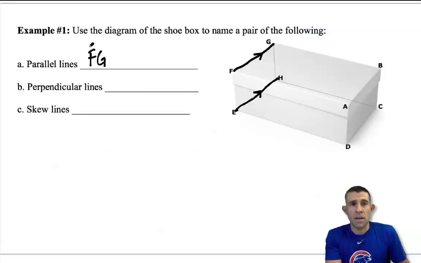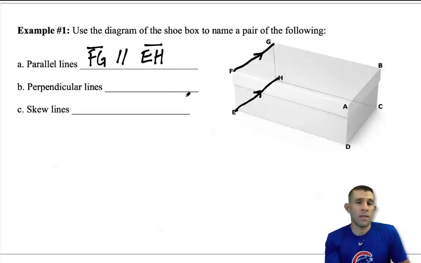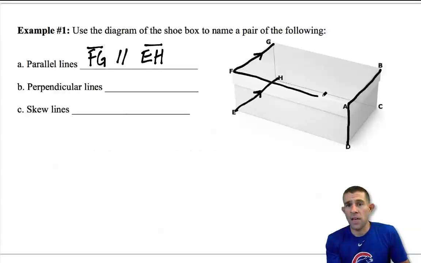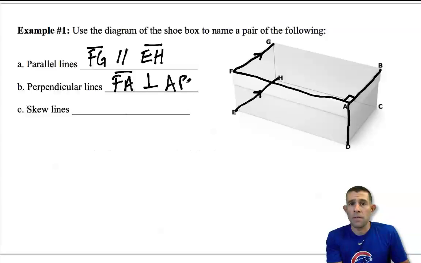So we'll say segment FG is parallel to EH. We could also say the same thing about segment ED and FA. How about some perpendicular lines? Now, again, this is a shoebox, so we're going to assume that segment AD and AB coming across this front here intersect at 90 degrees. Likewise, we could say F down to A and then across to B forms this right angle, so those would also be perpendicular. So we'll say FA is perpendicular to AB.